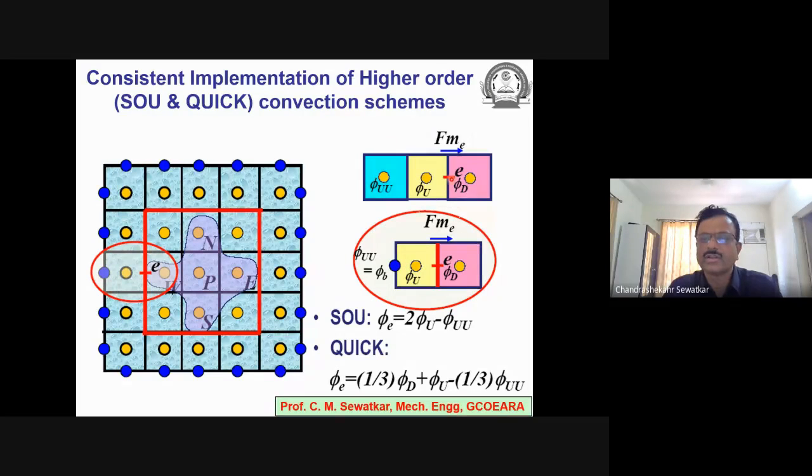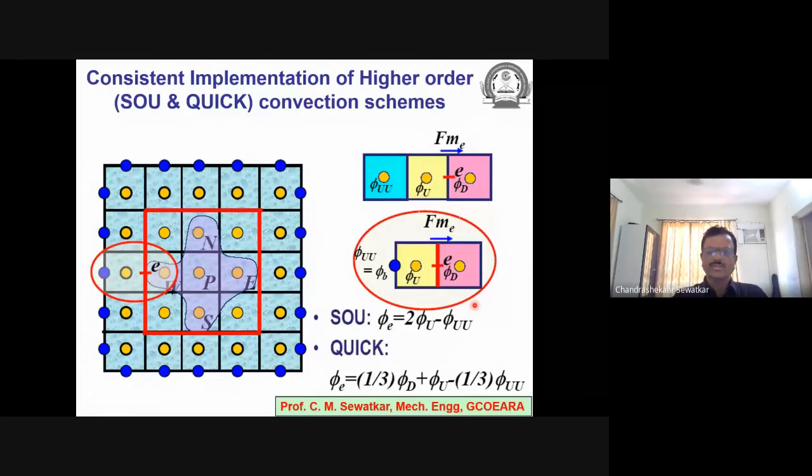This was the earlier case. If this is phi e, this is phi u, phi u, u. But now, in the current case, if this is my east phase, this is phi u, and this is phi b, which is phi u, u. This boundary value of phi b, if I incorporate this, the expression for phi e changes to 2 phi u minus phi u, u. And the expression for QUICK convection scheme changes to 1/3 of phi d plus phi u minus 1/3 of phi u, u.